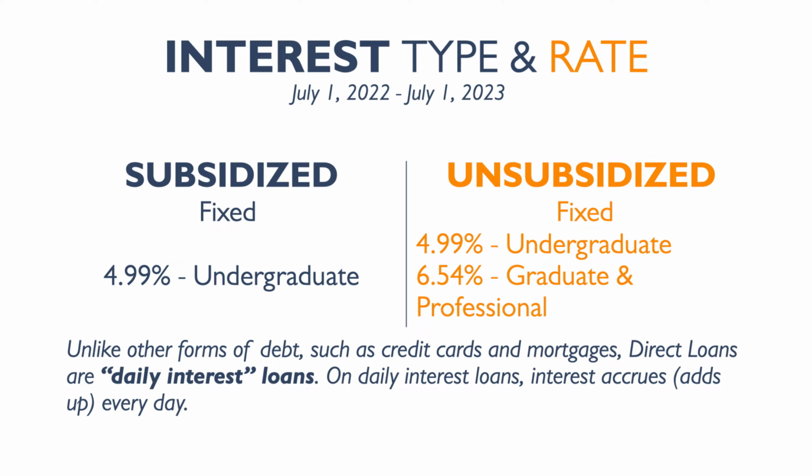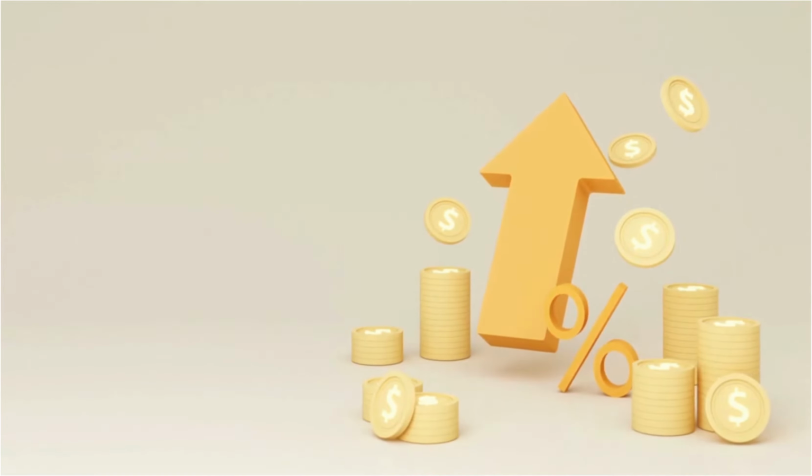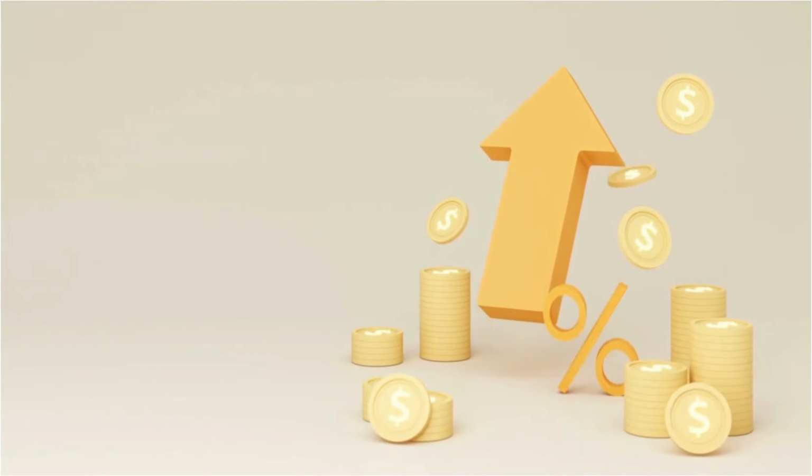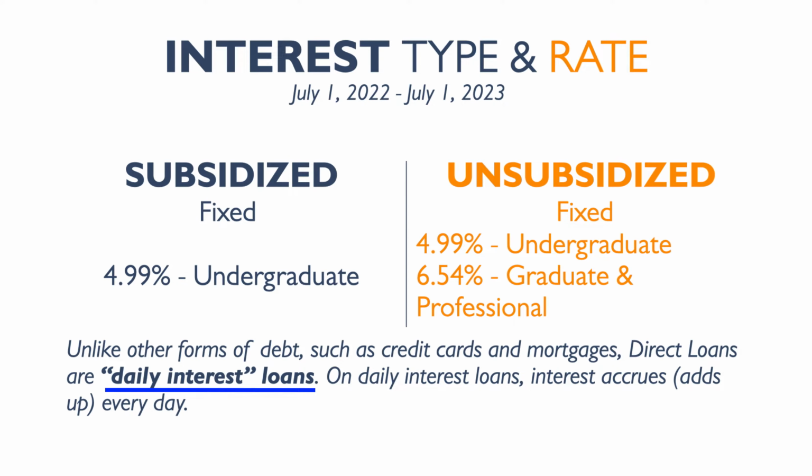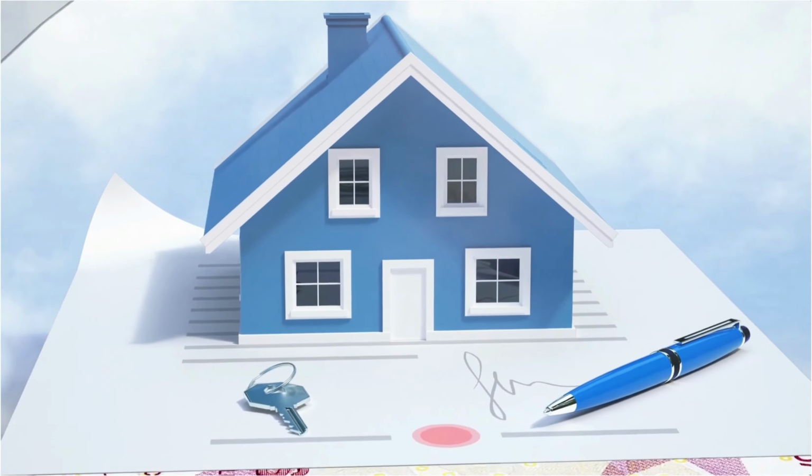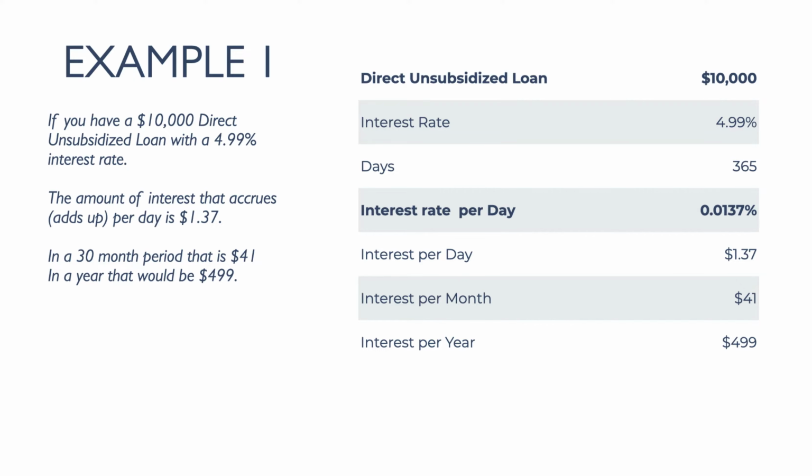6.54% interest rate. Another important factor is that direct federal loans operate on a daily interest system, meaning that interest accumulates on a daily basis rather than monthly or annually, which is usually the case with other forms of debt such as credit cards or mortgages. Let's go through an example.